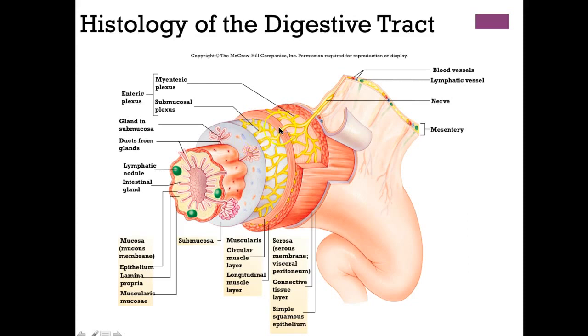plexus. Your third layer is made up of that muscularis externa with your inner layer being circular and your second layer or outer layer being longitudinal. And this also has a plexus within it, the myenteric plexus. Both of these plexi together create your enteric plexus. And lastly, we have your serosa or your adventitia, depending on where you are.